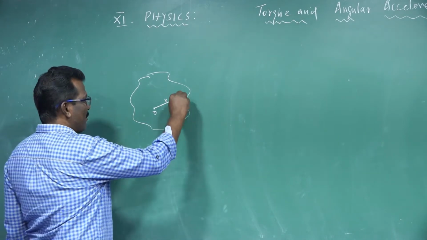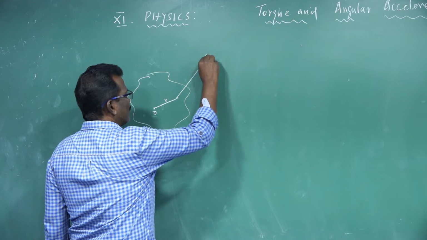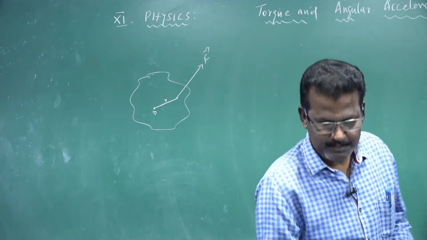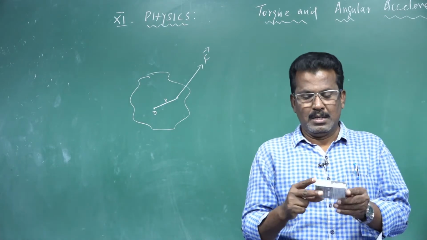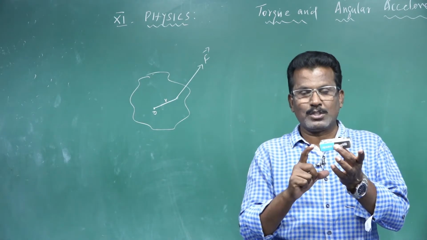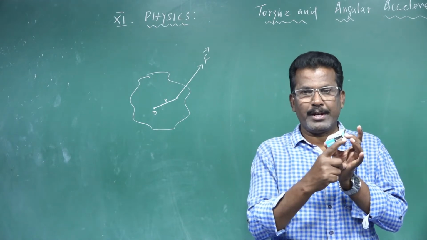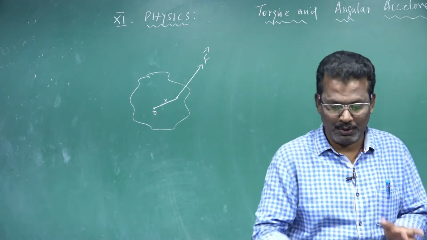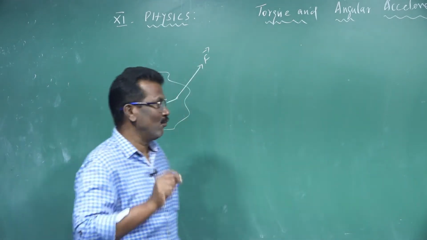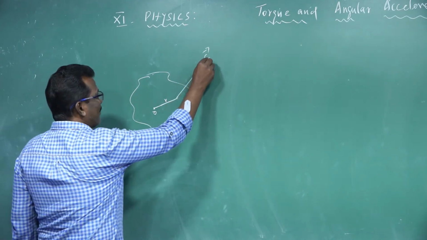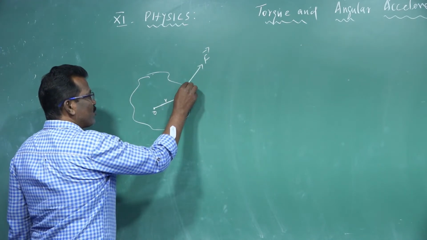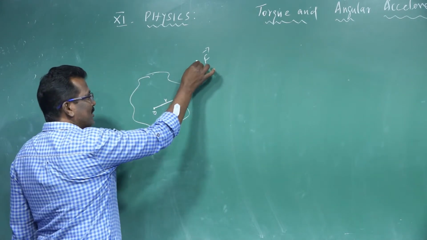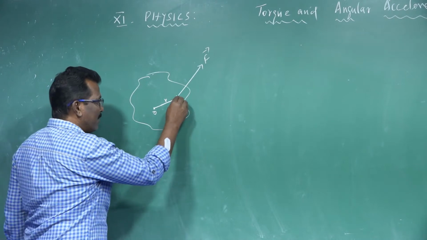If an external force is applied on the body, this is the force. When an external force is applied, the body has to be rotated. So the body is rotating with the help of the force, that is, the external force. The body rotates either clockwise or anti-clockwise, depending upon the force applied.